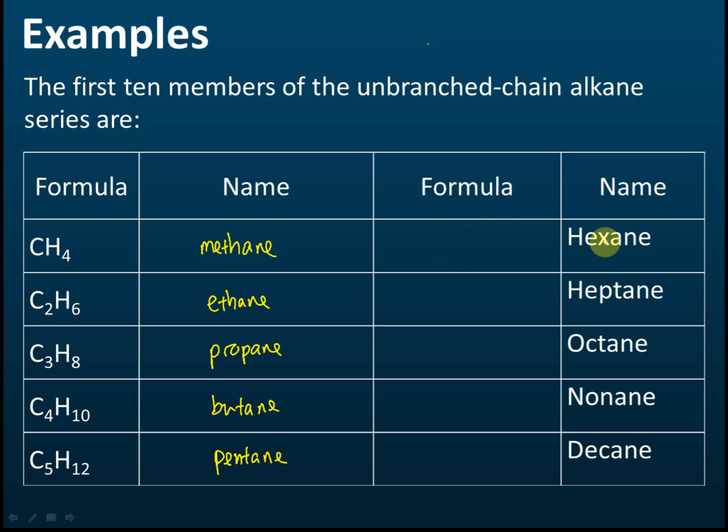6 carbons is hexane. Therefore the formula is C6H14. The general formula, if you still remember, is CnH2n+2. So C6H14. Heptane has 7 carbons, so C7H16. Octane, 8 carbons, C8H18. Nonane, 9 carbons, C9H20, and decane is C10H22. So these are the formulas and names of the first 10 members of the unbranched-chain alkane series.